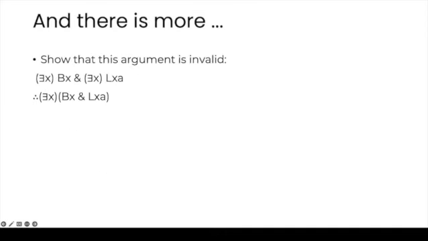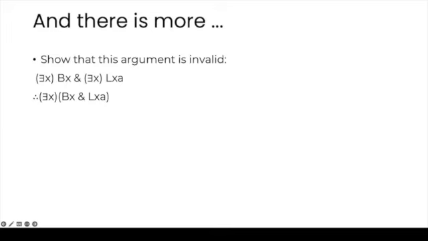Show that this argument is invalid. Notice that the main connective in the premise is the ampersand. Therefore, the premise is a conjunction whose conjuncts are existentially quantified sentences. In the conclusion, however, the operator with the widest scope is the backwards E. So it is an existentially quantified sentence with a conjunction within its scope. So much for the syntax. Let's give a little flesh and bones to this example.